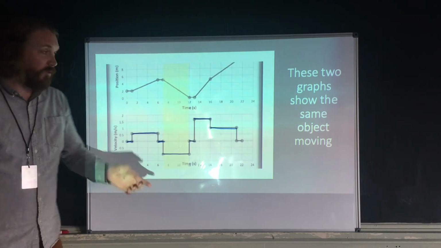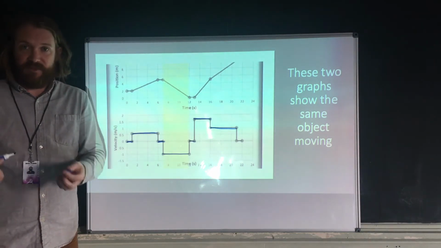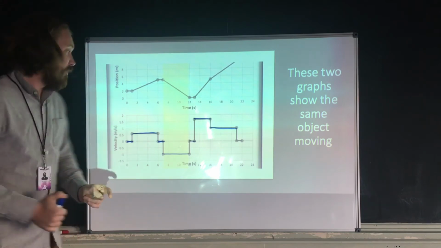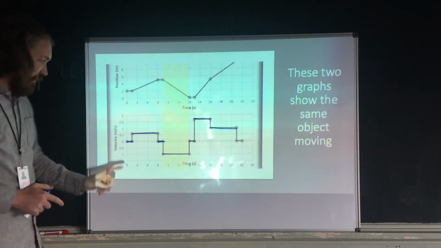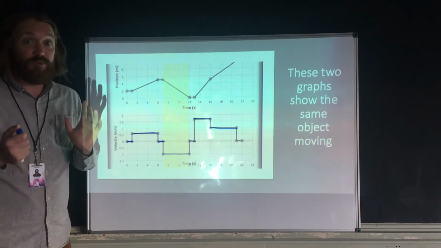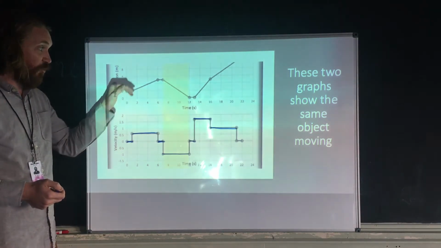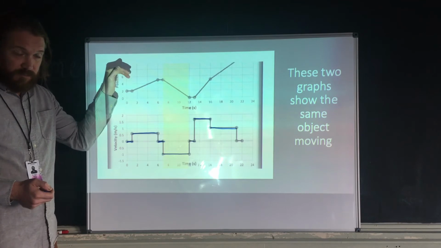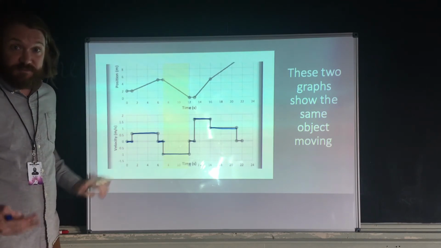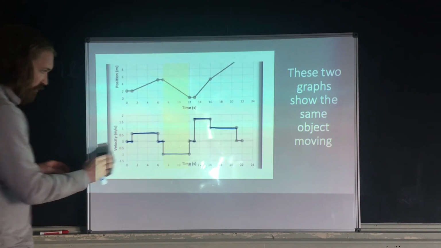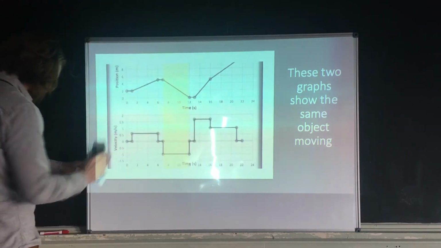And that's it. These 2 graphs show the same thing. Again, it's all about reading. You've got to see what's on the y-axis. What are you looking at? Is it a position graph or is it a velocity graph? This shows where the object is. This shows how fast it's moving. Okay, so let's do a couple examples of these together.